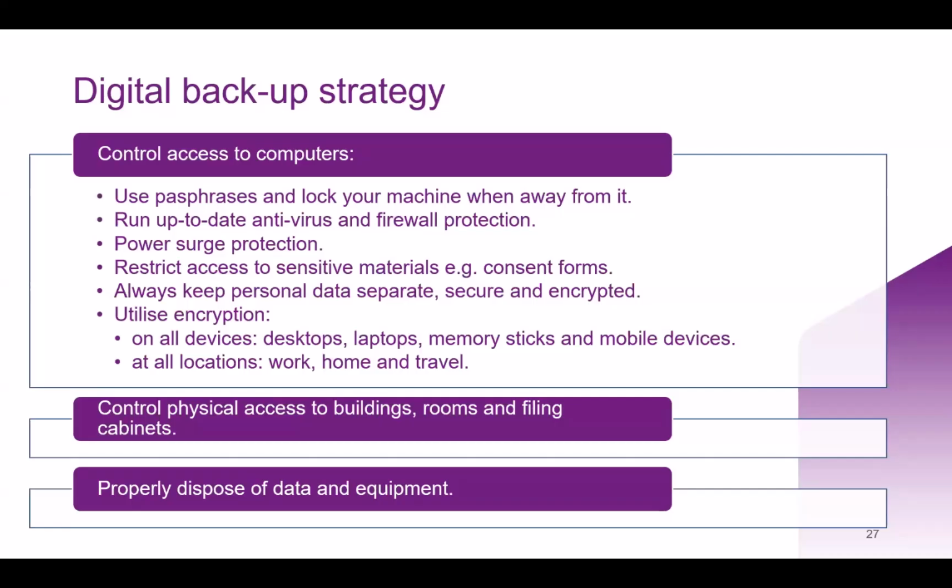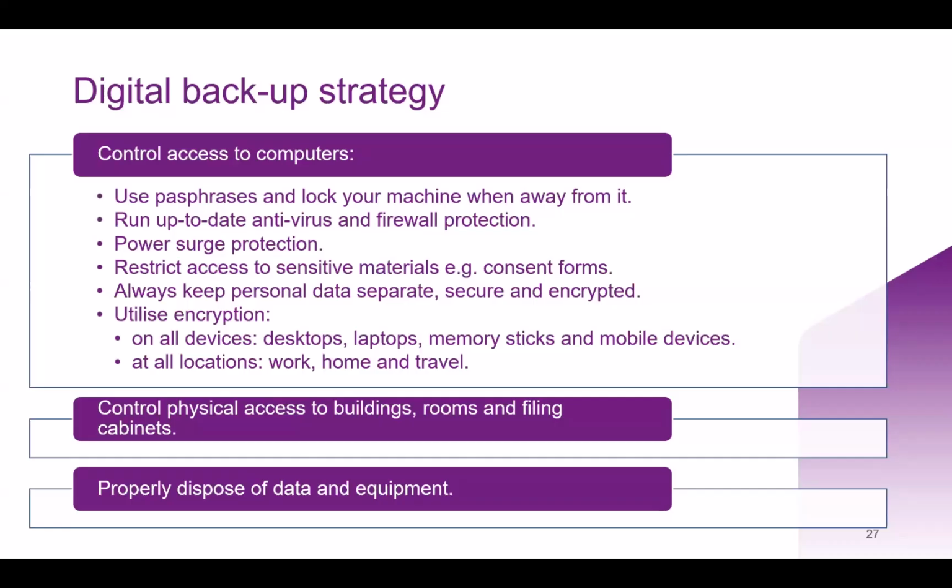Access to sensitive materials should also be restricted. For instance, while a research team may need access to a data set for analysis, they are unlikely to need access to original signed consent forms. So keep such documents accessible only to those who require them. So that's important. Personal data should always be kept separate, secure, and encrypted. Encryption should be used on all devices that may store research data: desktops, laptops, phones, memory sticks, or any external drives. Many institutions provide encrypted laptops for hybrid or remote working, but you should always check with your institution to confirm.